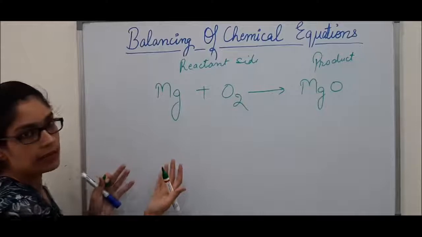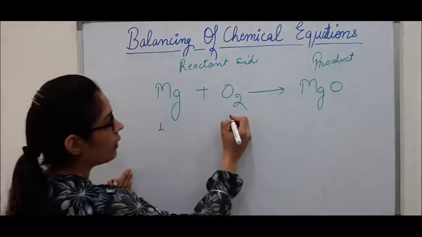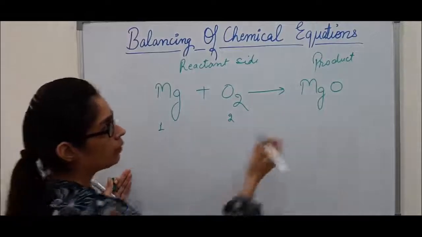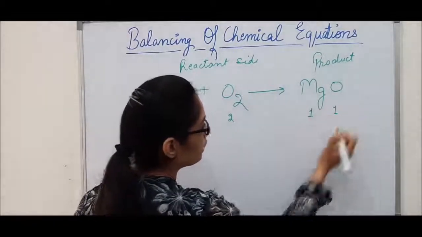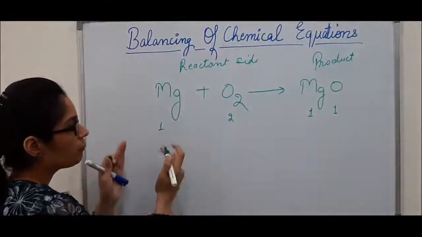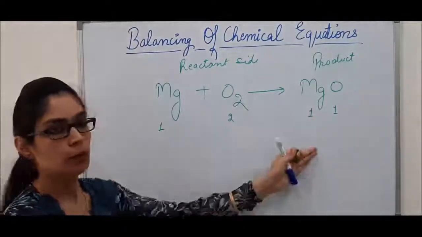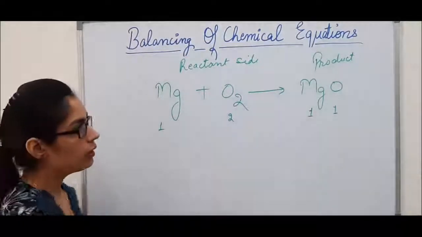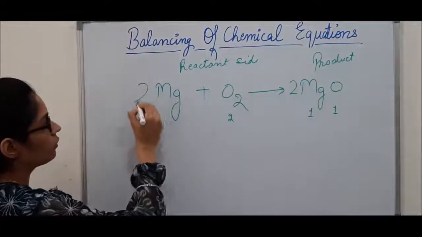On the reactant side I can see there is one atom of magnesium and two atoms of oxygen. On the product side I can see there is one atom of magnesium and one atom of oxygen. Now I can see the number of atoms of both the elements are not the same on both sides of the equation. Now let's try to multiply this with 2 and this also with 2.